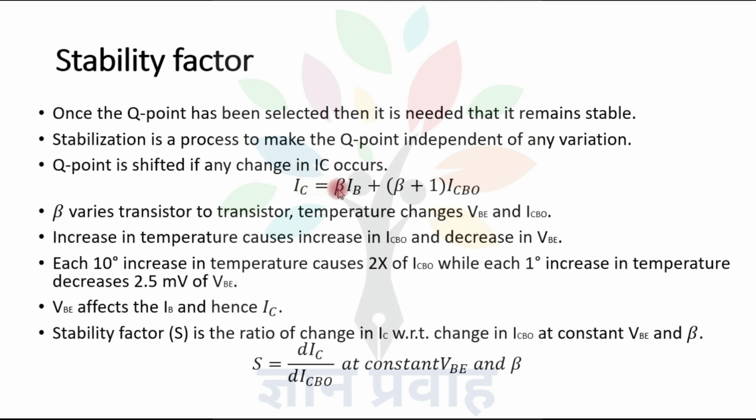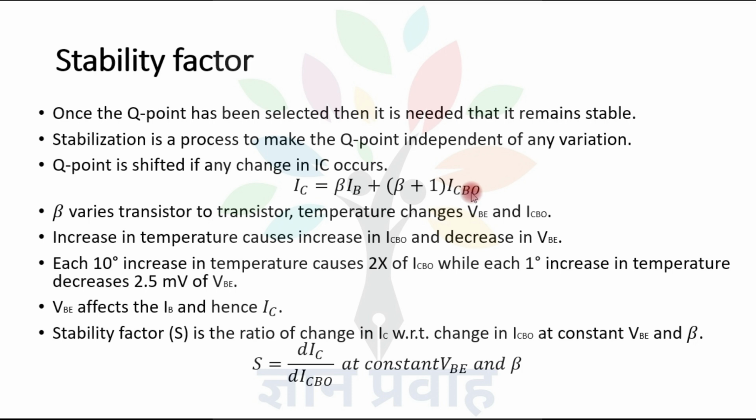So that is the equation for collector current or output current in the case of a common emitter amplifier: IC equals beta IB plus (beta plus 1) ICBO. So we can say IC depends on the beta factor, the IB factor and the ICBO factor. ICBO is nothing but ICO, the leakage current, and it is due to minority charge carrier concentration.